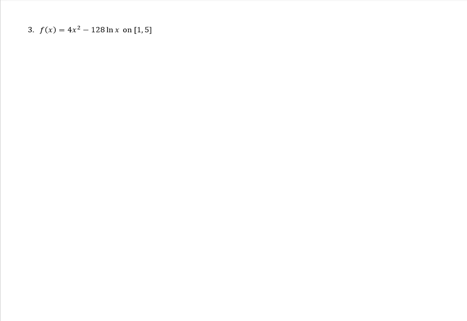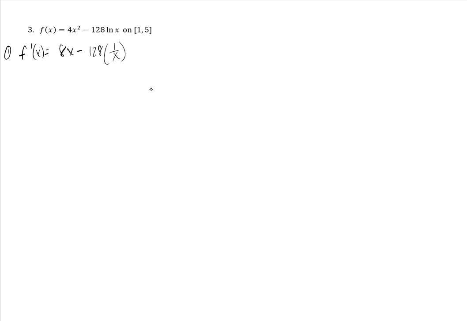Alright, so finding the absolute extreme values, for our first step, we will find the derivative. So we want f prime of x equal to, alright, so this is just the power rule, the first part, which is 8x, and then minus 128's hanging out. The derivative of the natural log of x would be 1 over x. And notice it's on this interval, so we know absolute extrema will exist.